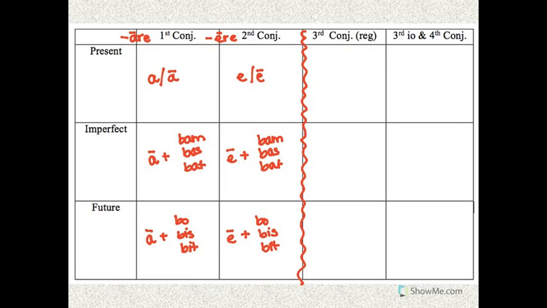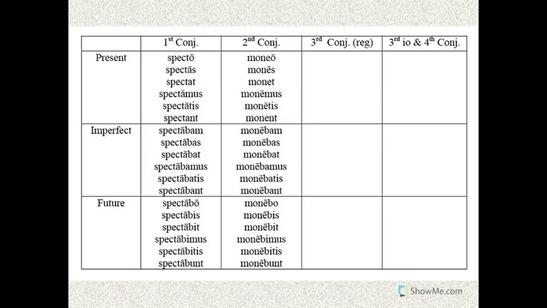Okay, now I want you to try and conjugate these verbs on your own. My sample verbs for the first conjugation is specto, spectare, and for the second conjugation, moneo, monere. Go ahead and give it a shot. In a few seconds, I'll switch the slide. Okay, here is specto, spectare, and moneo, monere, conjugated in the present, imperfect, and future. Go ahead and take a minute to check your answers and make sure that you have the thematic vowel used correctly in each of these forms.